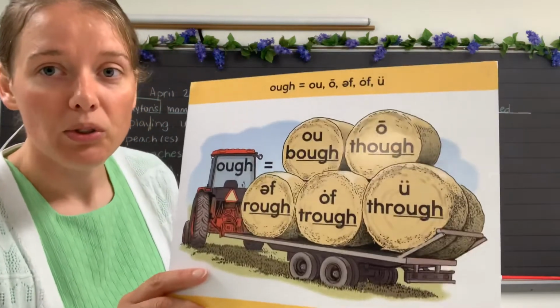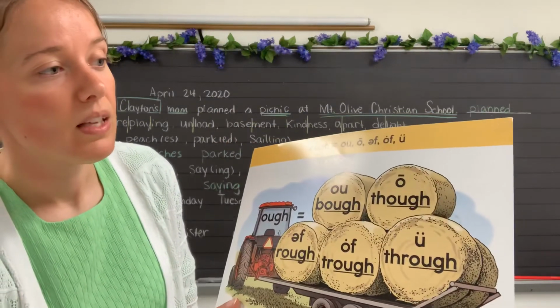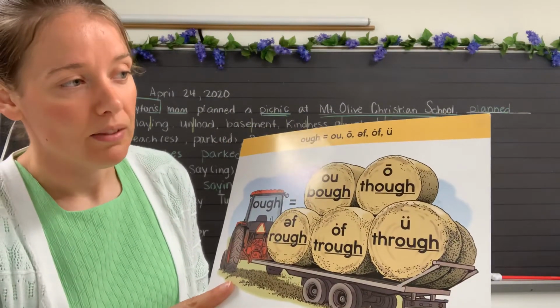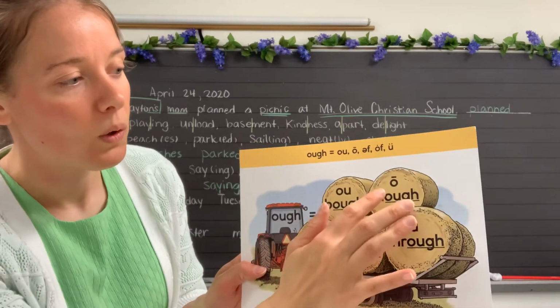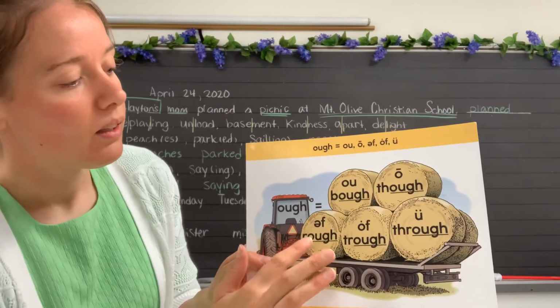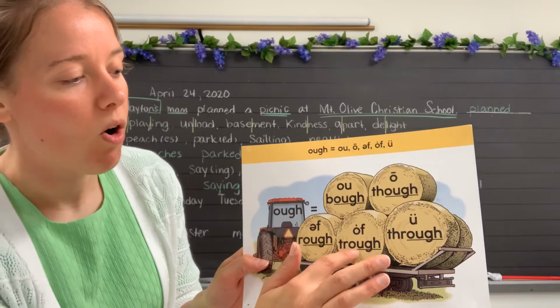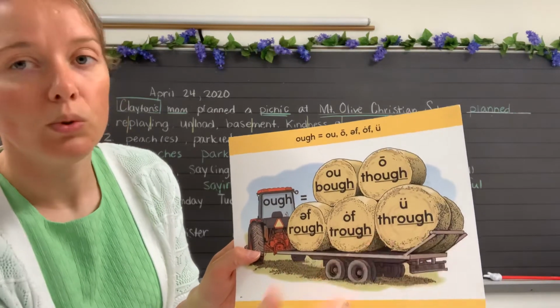The sounds of O-U-G-H. O-U-G-H can make different sounds. It can make ow, as in bow, o, as in though, uff, as in rough, off, as in trough, and oo, as in through.